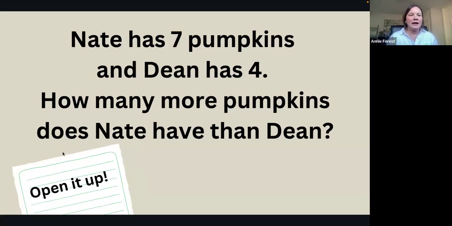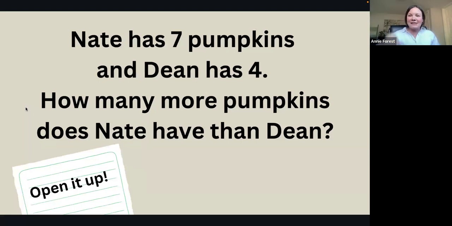And I happened to be in a classroom the other day where a teacher was talking about a comparing problem like this. And she said, oh, so it's going to be 7 take away 4. And we had an interesting conversation afterwards. She said, well, it's in the subtraction unit. And I said, totally, I see where you're coming from, but the action in this problem is not Nate had 7 pumpkins and Dean took 4 away from him in a takeaway type situation.